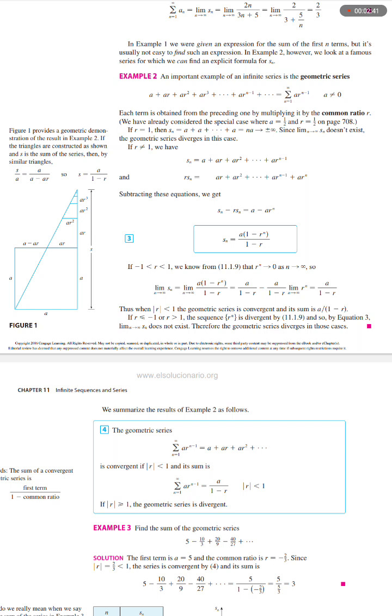If R equals 1, then S sub n equals A plus ellipsis plus A equals nA, which approaches positive or negative infinity. Since the limit as n approaches infinity of S sub n does not exist, the geometric series diverges in this case.